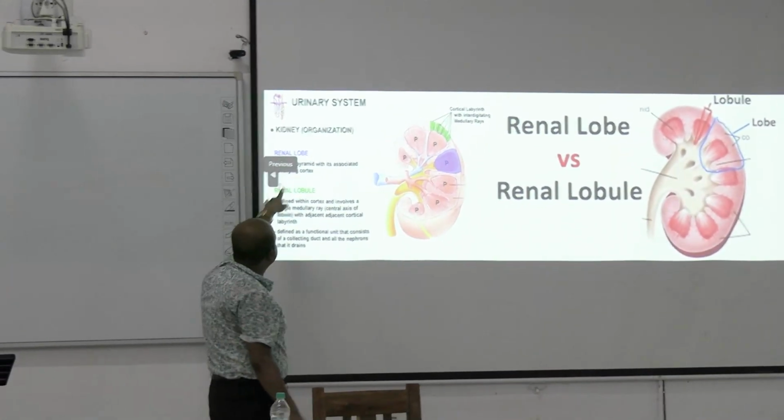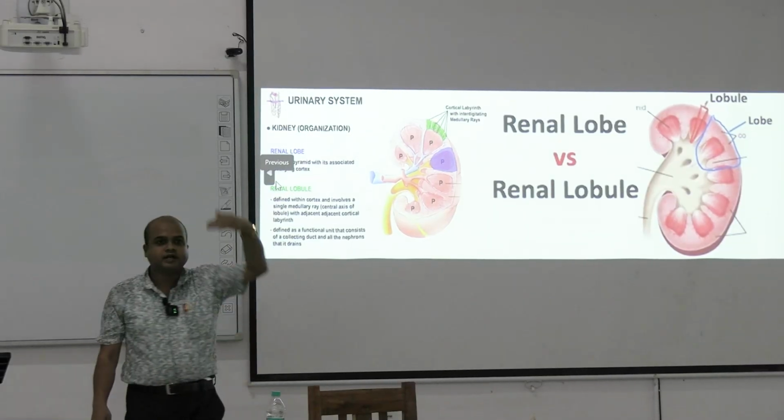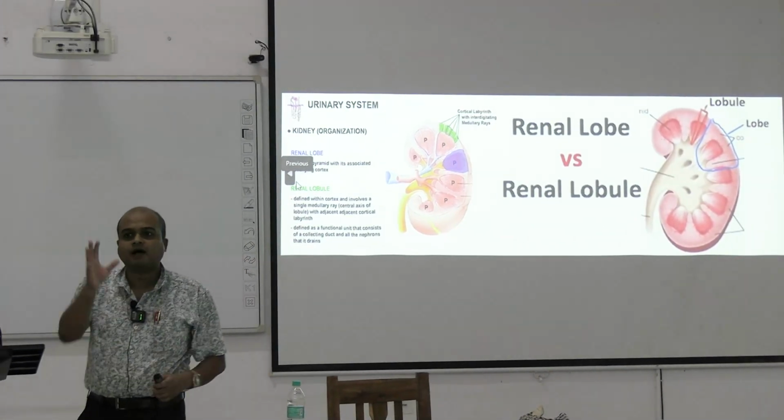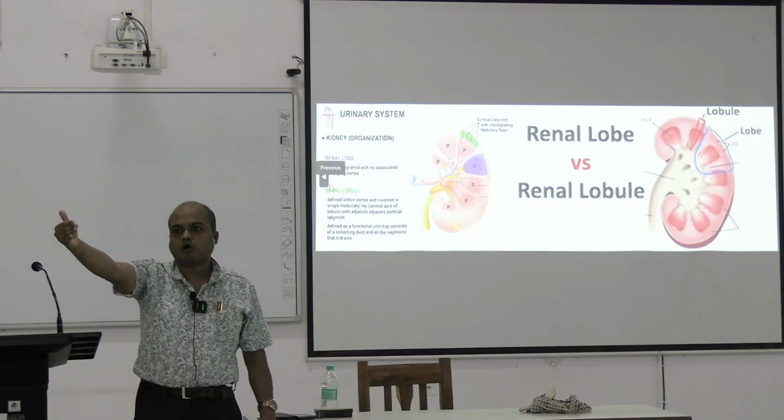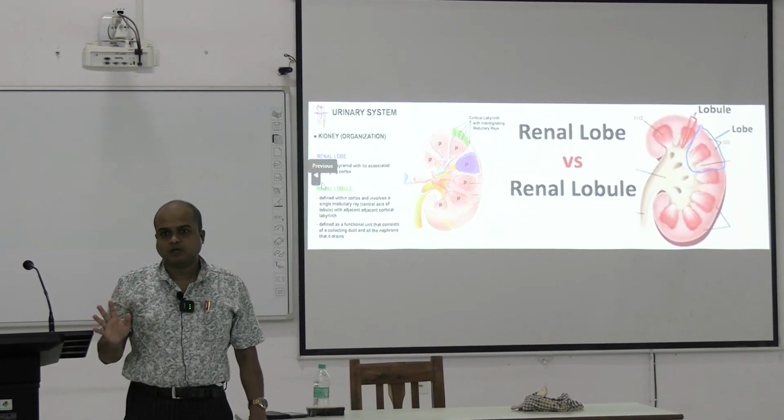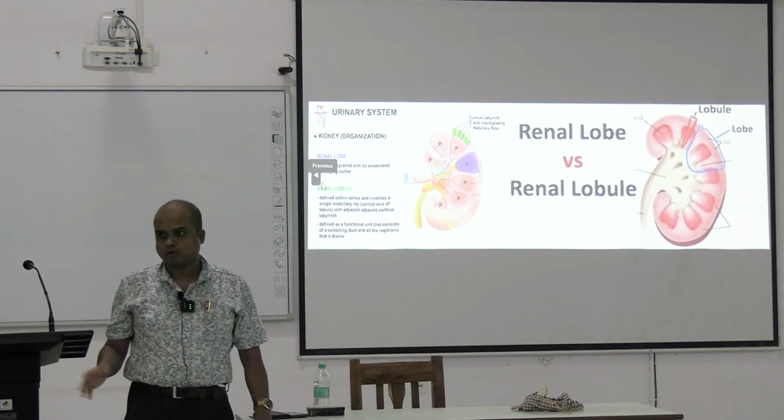What is the renal lobe? Renal pyramid which is associated with the overlying cortex. So the pyramid is a part of the lobe, but with its cortex above and the minor calyx below. That is the lobe.